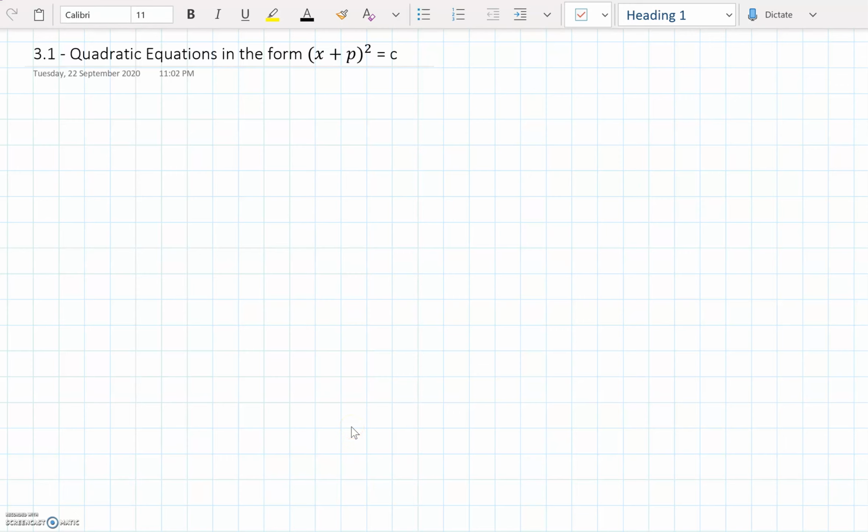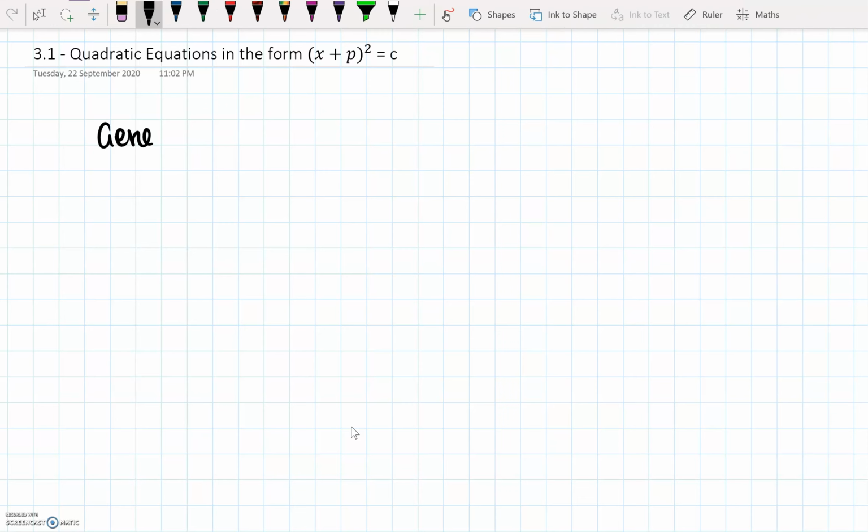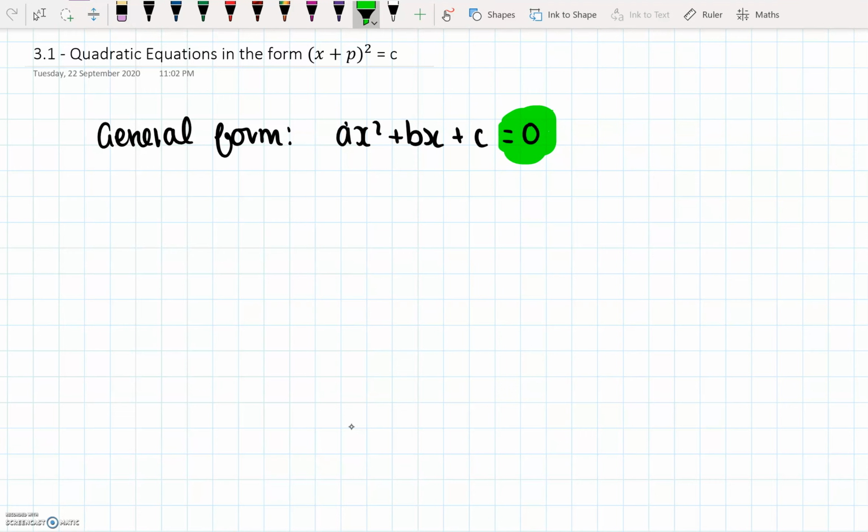Hopefully you'll remember that when we've talked about solving quadratic equations in the past, we've always said that your quadratic equation should be equal to 0. So you should have something in the form of the general form, which is ax squared plus bx plus c equals 0. So typically when we solve quadratic equations, we try to make sure they're always equal to 0. This is the most important part, usually.